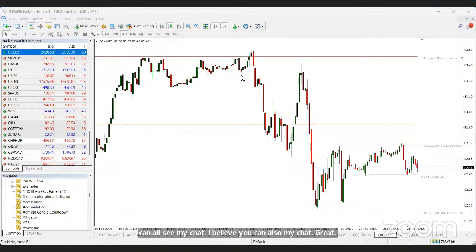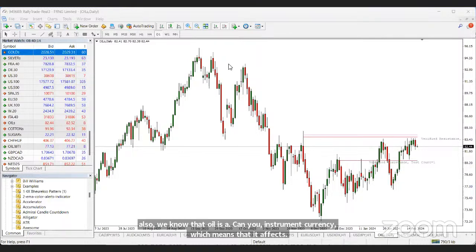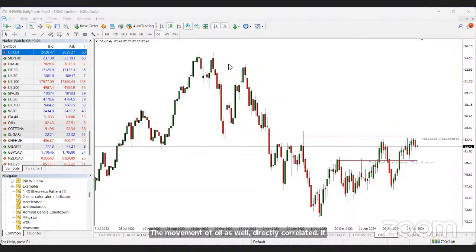All right, so I'm going to go straight to oil for my people who love trading the oil commodity. We're going to be looking at oil first from the daily time frame, because oil is one instrument that we all understand works mostly with supply and demand. Also, the Canadian dollar is a petrochemical currency, which means it affects the movement of oil as well. It's directly correlated. If the Canadian dollar is going up, oil is going up as well, and if the dollar is coming down, oil is coming down as well.